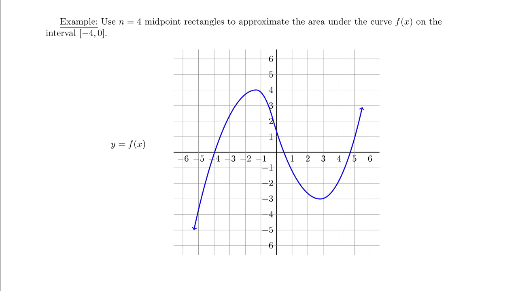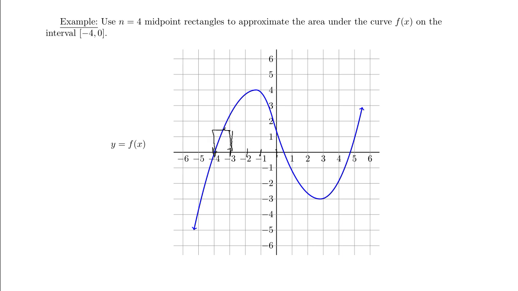So on the interval -4 to 0, we're still chopping it into 4 pieces. So the same 4 spots are our subintervals. But now we're going to use the midpoint. So between x equals -4 and -3, which is our first subinterval, we're going to use the y value at x equals -3.5. So that y value is actually going to give us our rectangle.